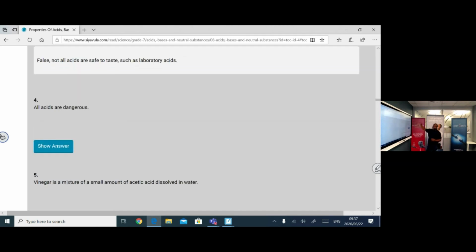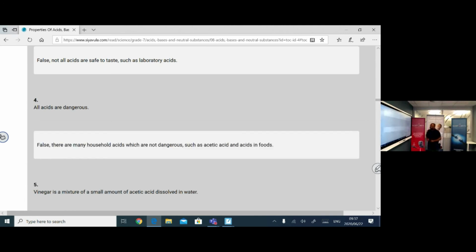All acids are dangerous. You can think of that, Grade 7s, from the example that I've just given you. Just see the range of acids from something that we eat to something that is very poisonous. So should we say all acids are dangerous? It cannot be correct. There are many household acids which are not dangerous. Acetic acids or even food acids. Tomatoes, lemon juice that we even put in our milk. The one that I've just drank before I came to work. I prefer lemon juice. I like the sour taste.